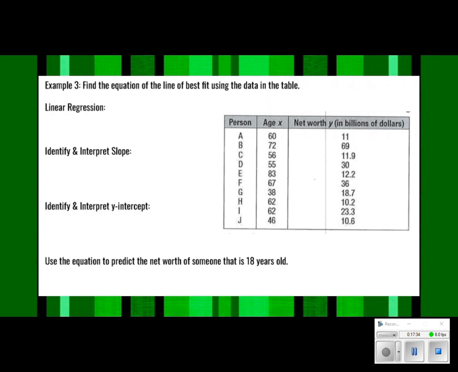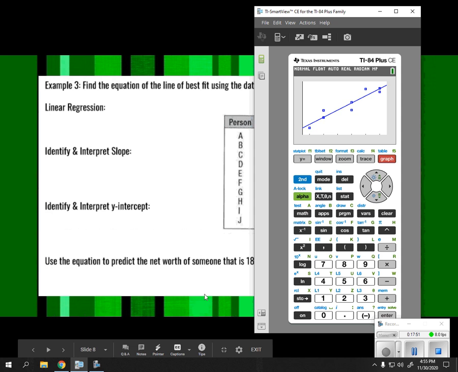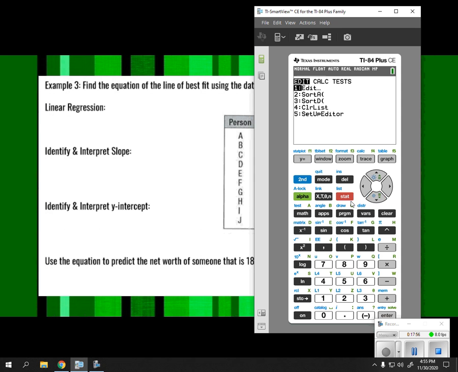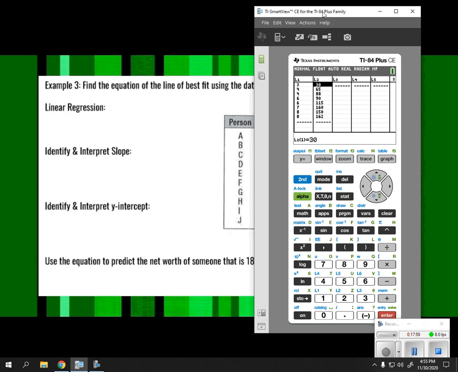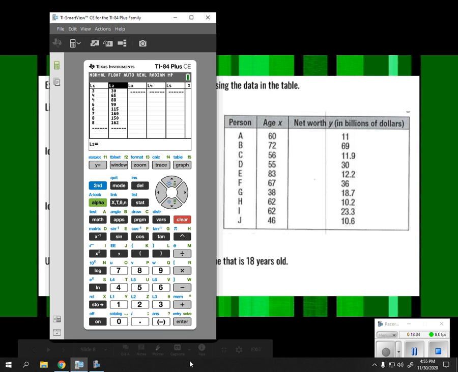We're going to have to use the headings on the table to really know what's going on. So we have age and net worth in billions of dollars. So know that this is not your average 18-year-old. Just know that. Okay, so I'm going to have to clear out all my stuff. And I'm going to hit Stat and Enter. And there's my table from the last time you saw it. And what we're going to do is we're going to clear everything out. Clear, enter. All right, and so what we're going to do is we're going to put age in L1. We're going to put net worth in billions of dollars.